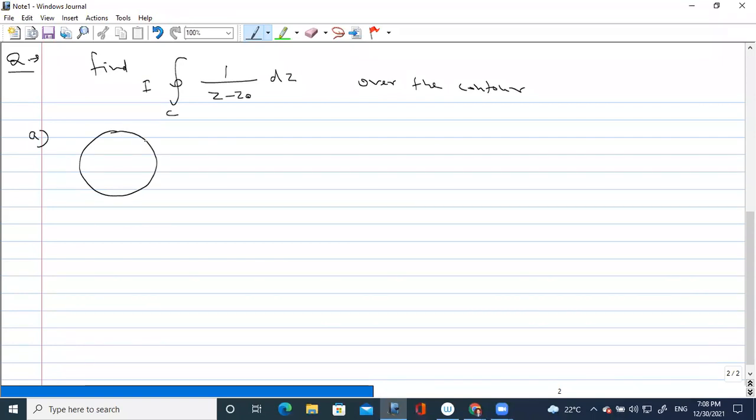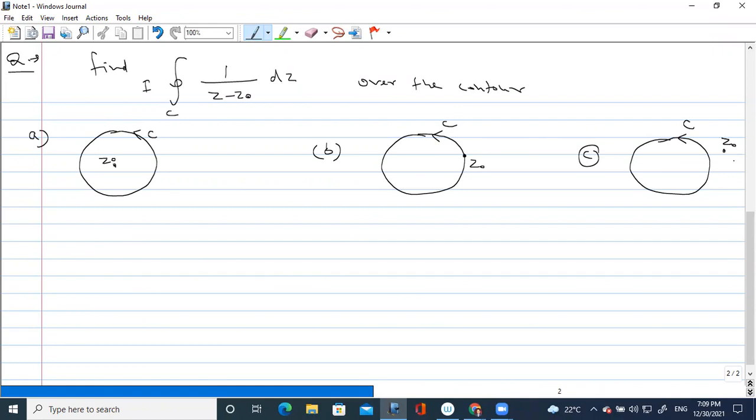Contour is a circle, and here z0 is the origin. Okay. So contour is this. Over this contour, you have to find out the integral. What is the integral? Number B. Contour is like this, and z0 point is over the surface or over the line of this contour. And C question is this. This is your contour, and z0 point is here. So tell me the answer in each case.